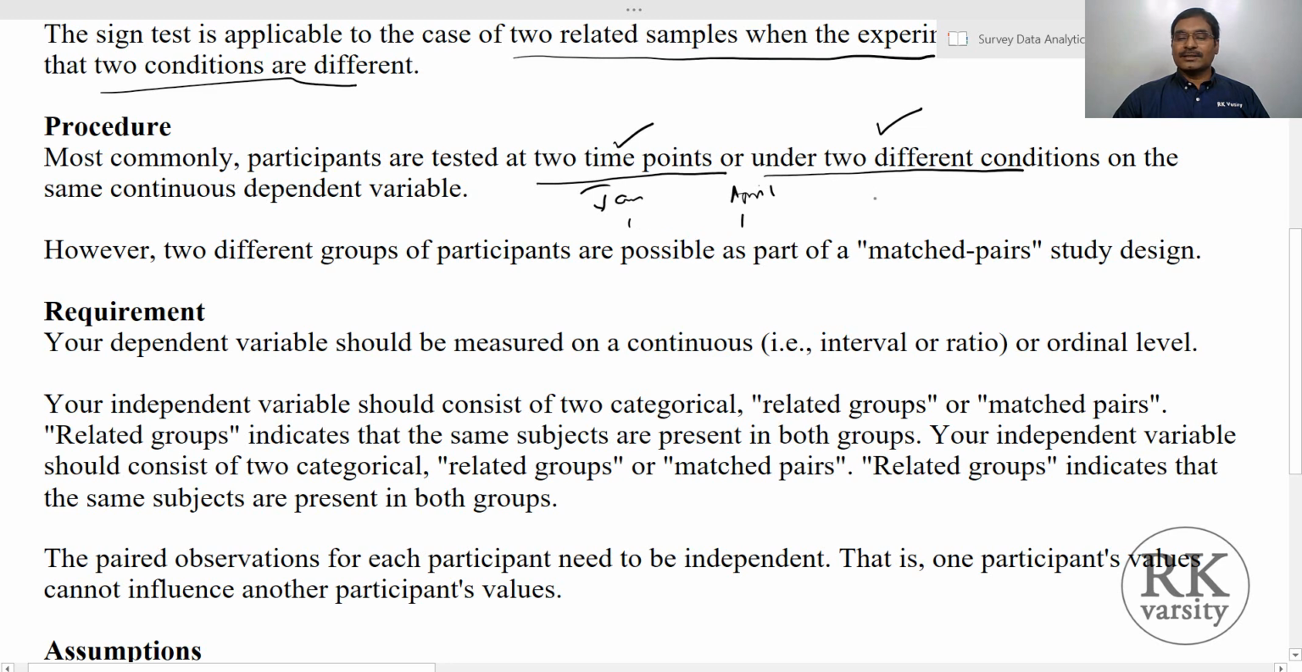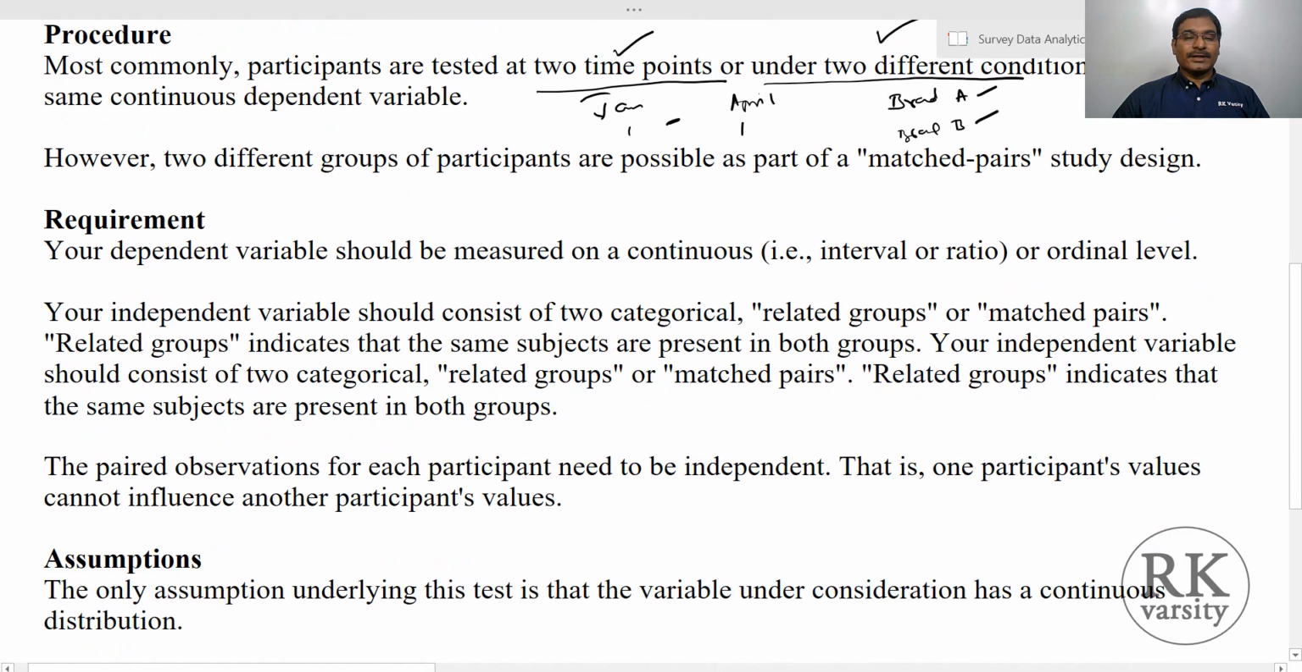Take, for example, an individual who is given a brand A to rate, and he is also given a brand B to rate. So these are two different conditions, because the same individual is rating two different products here, and there it is at two different time points. So in these two cases, we use a sign test.